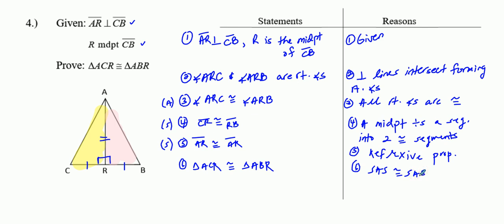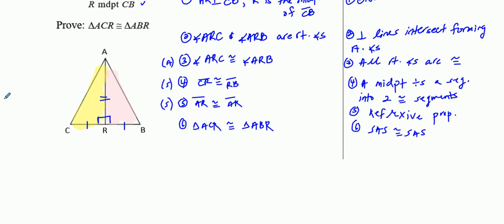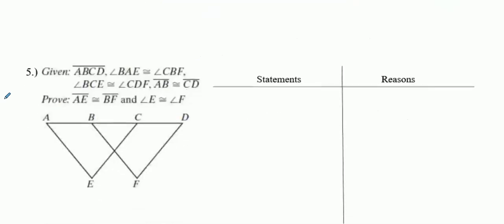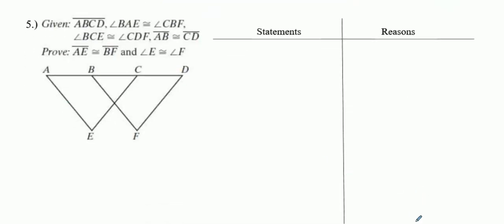So far, the proofs that we've gone over should have been pretty straightforward. They are going to start getting a little more difficult as we move on further in this review packet. Let's take a look at number 5.